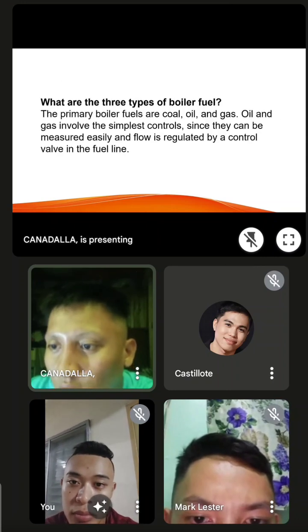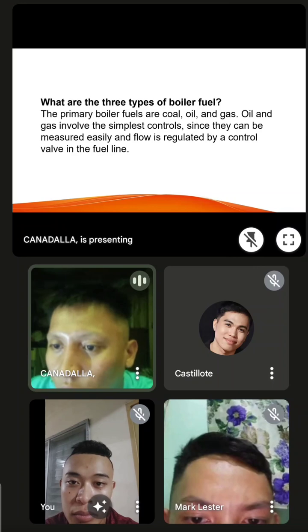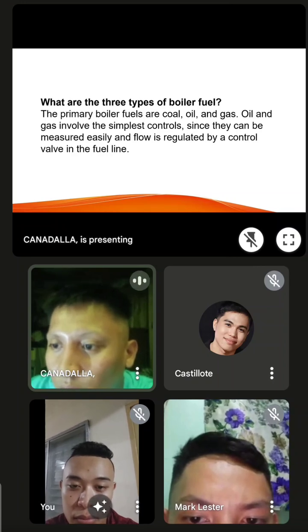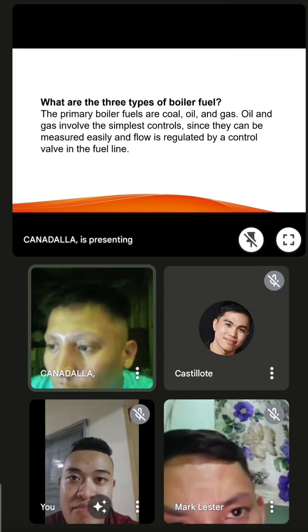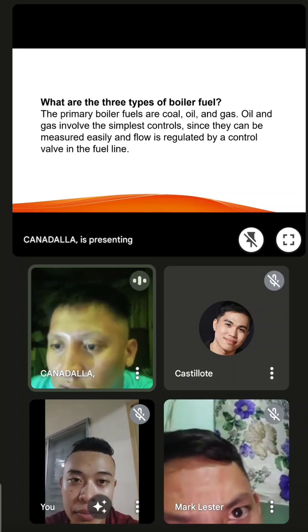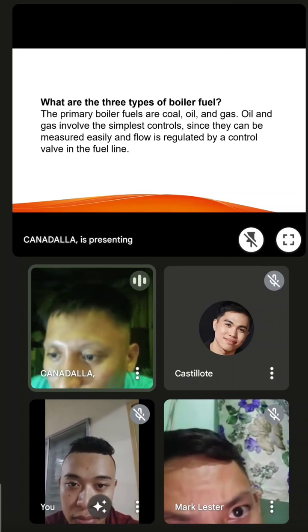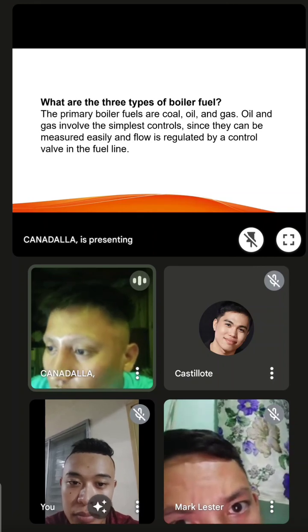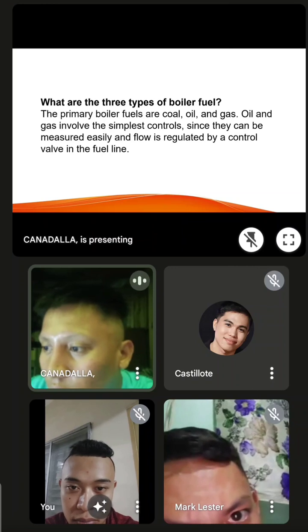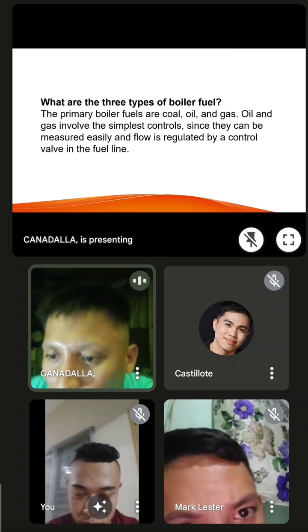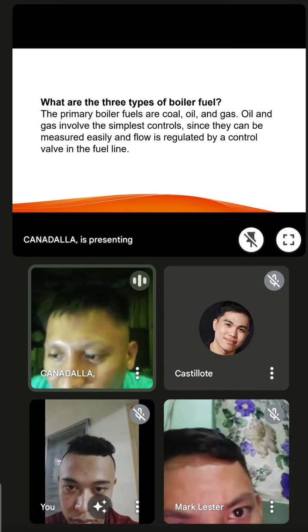What are the three types of boiler fuel? The primary boiler fuels are coal, oil and gas. Gas involves the simplest control since it can be measured easily and flow is regulated by a control valve in the fuel line.